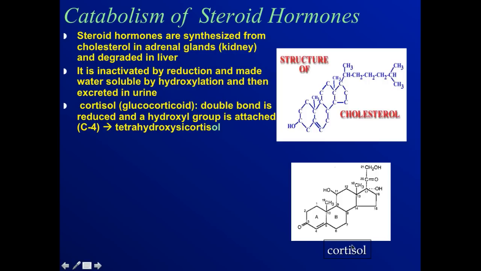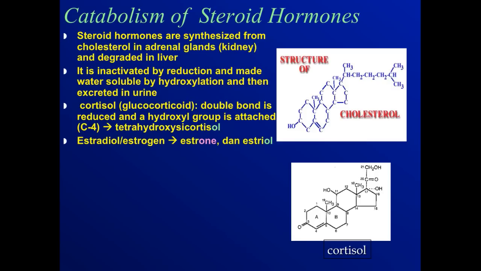For example, let's take cortisol. Yeah, it is a glucocorticoid. There's a double bond here, so it will be reduced. Okay, and the hydroxyl groups will be added, and it now becomes tetrahydrocortisol. So there are 4 hydrogens that are being added, so it makes it water soluble, right?